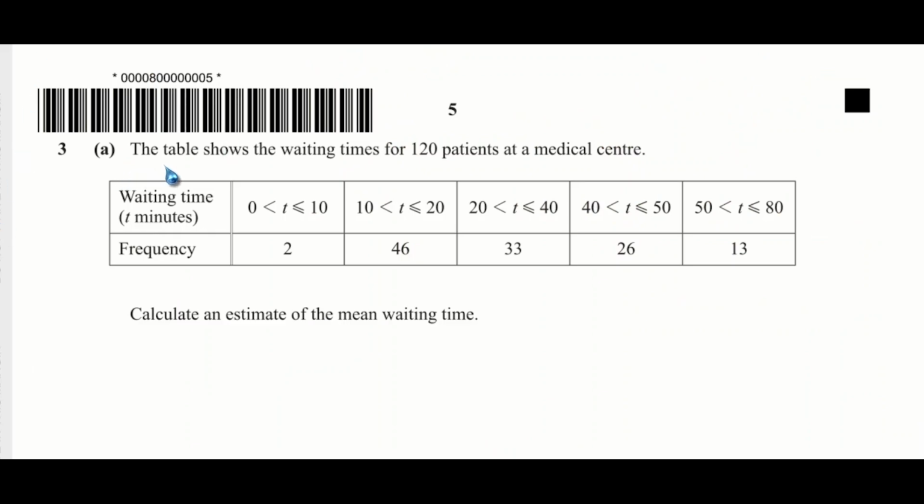Question 3a: the table shows the waiting times for 120 patients at a medical center. Calculate an estimate of the mean waiting time. So we need to tabulate this. Better still, I think we can work directly here. Let me call this the midpoint, so I'll take it as x. I think it's better to write here.